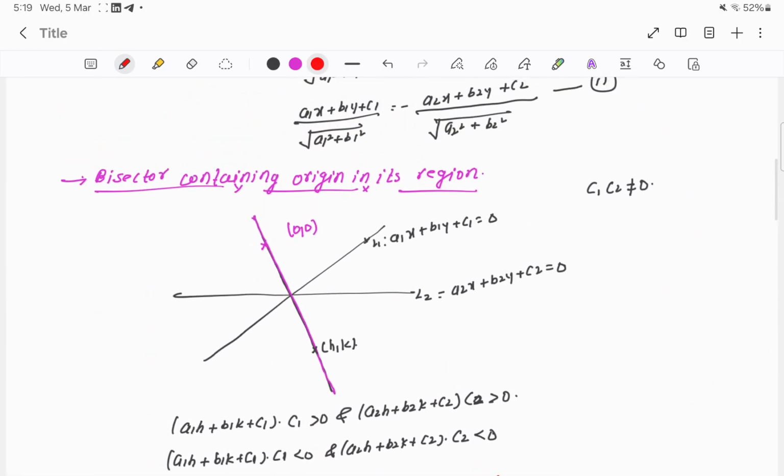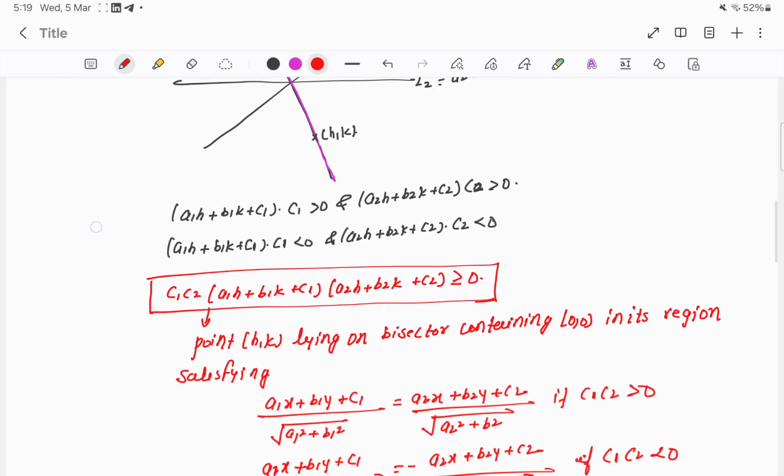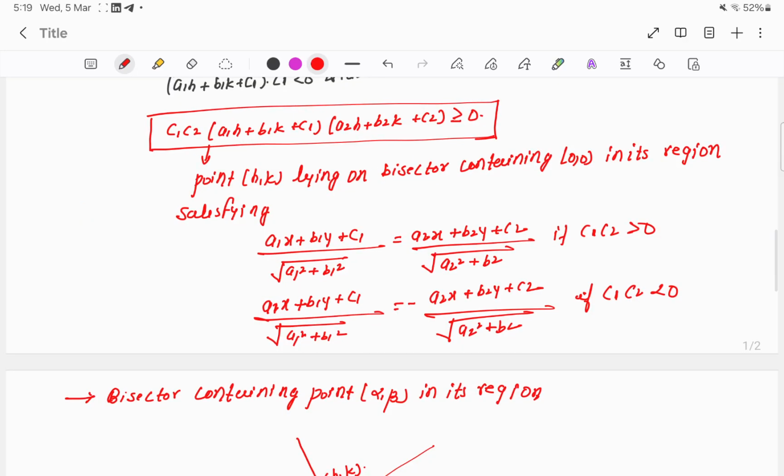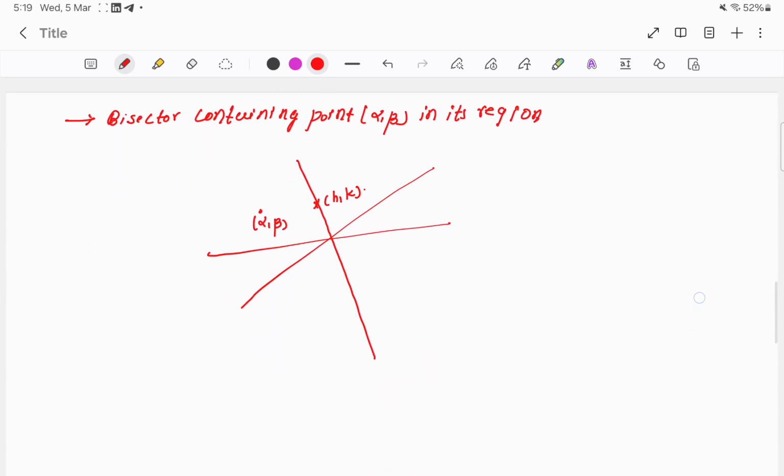Like here, if the bisector contains 0 comma 0 in its region, then based on the condition I told you: if C1 C2 is greater than 0, then equation number 1 is the angular bisector. If C1 C2 is less than 0, then equation number 2 is the angular bisector.